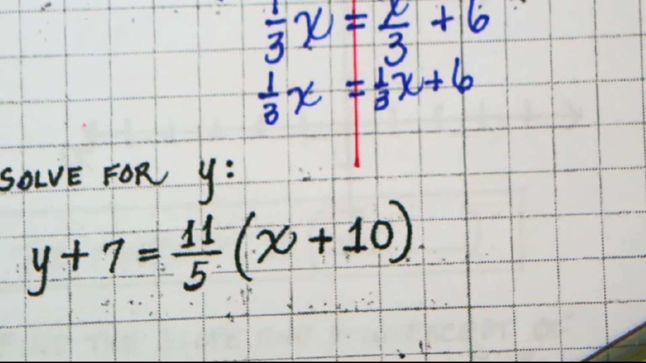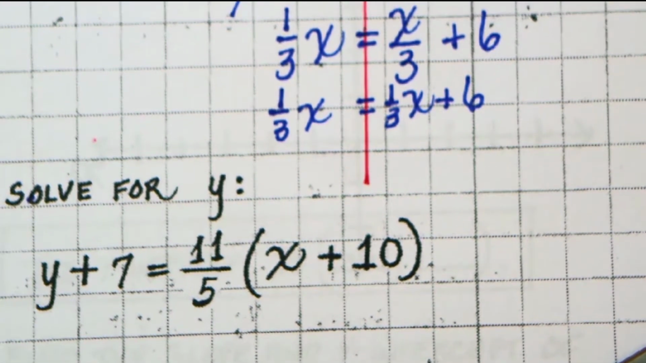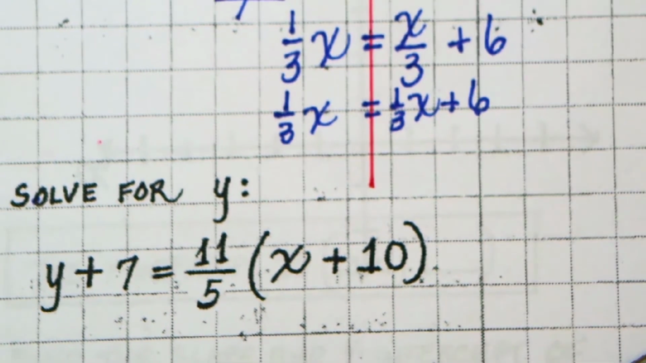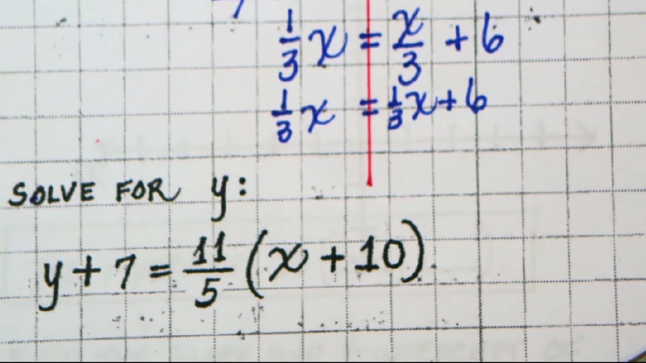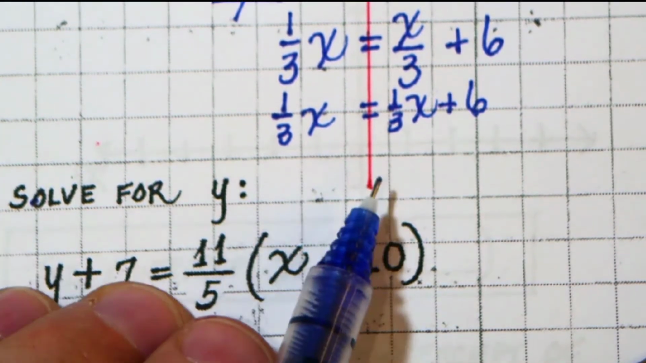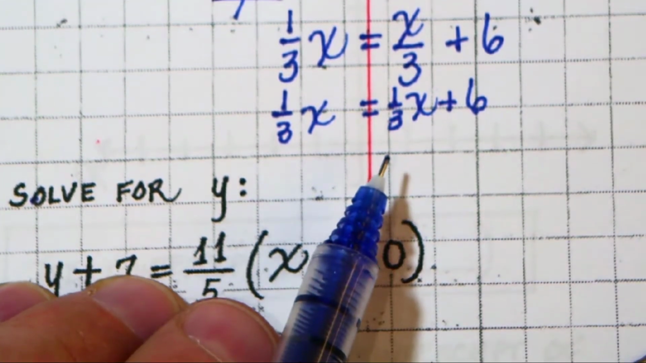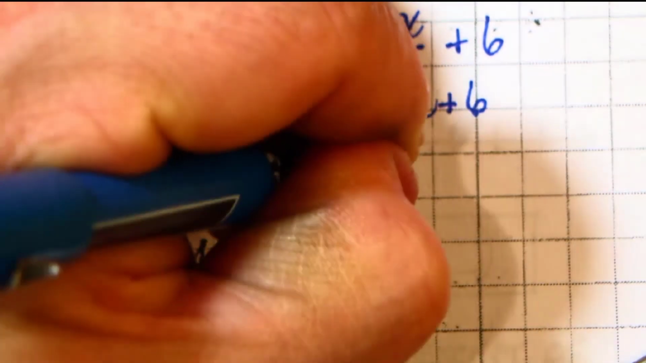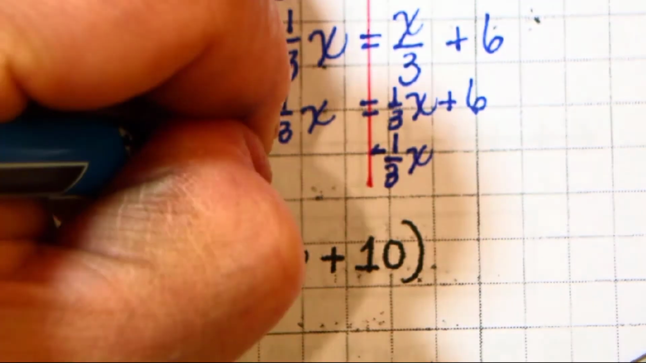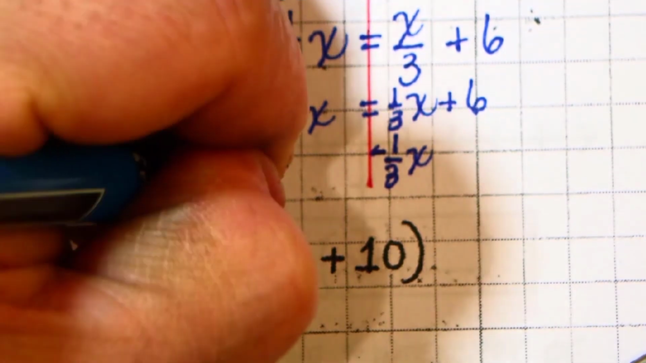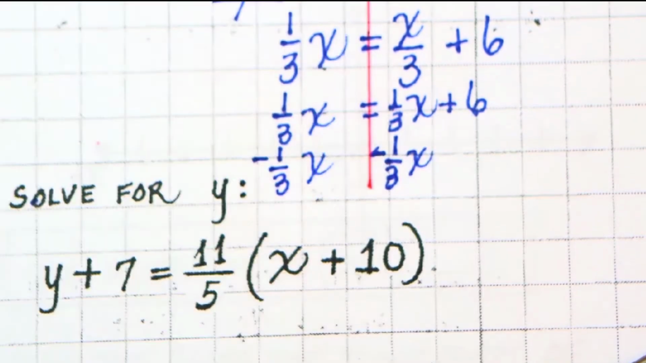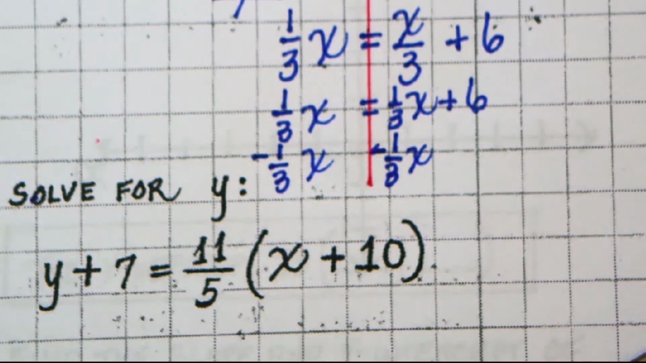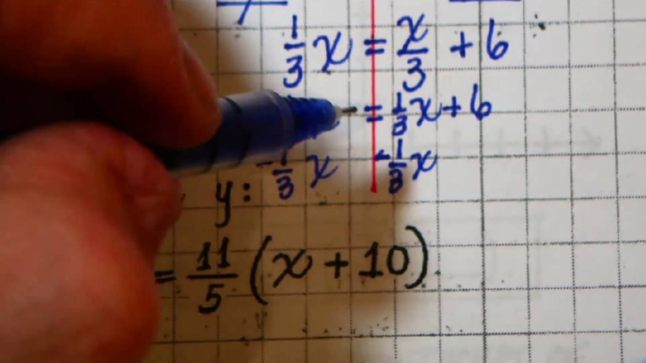Now what? Subtract. You want to get the x's together. So I'm going to subtract 1 over 3x from both sides. We're going to run out of room here, but it's like a movie that runs overtime. It's a good movie, maybe one of the Lord of the Rings movies. You're going to stay for the whole thing.